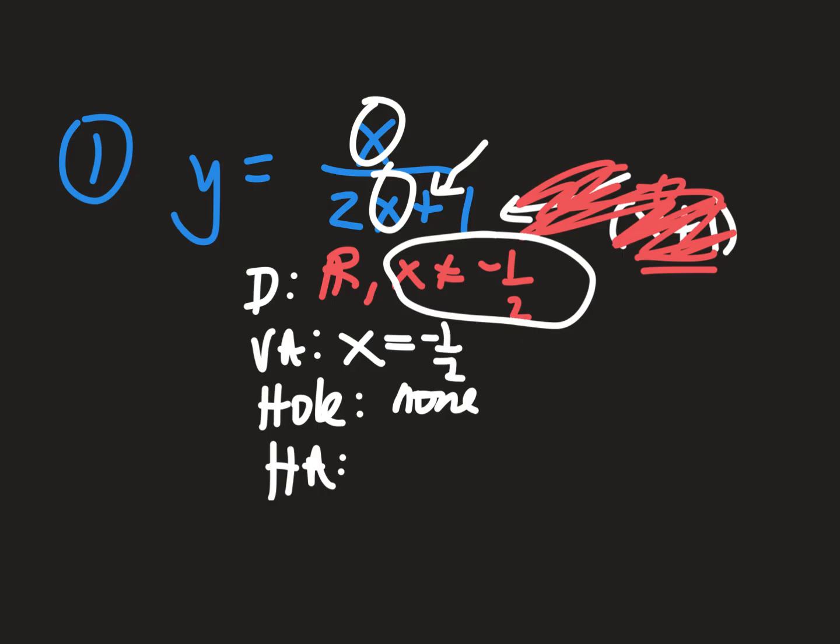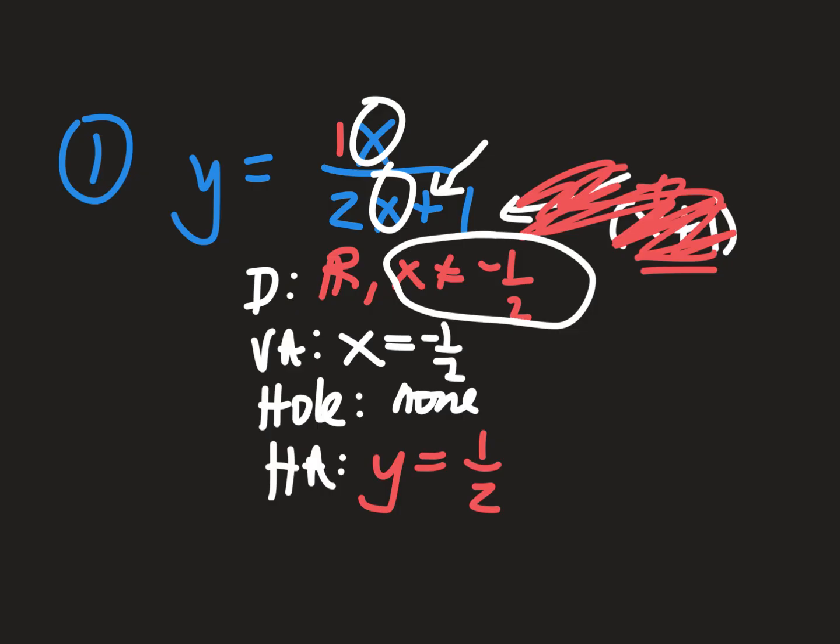And then last but not least is the horizontals. Is this a BOBO, SOB, or a BOT? It's tempting to say it's bigger on the bottom because it's 2x, but no, it's about the degree. So it's same on both. So since it's a SOB, same on both, then you do the ratio of the lead coefficients, which would be a 1 and a 2, so it's 1/2.